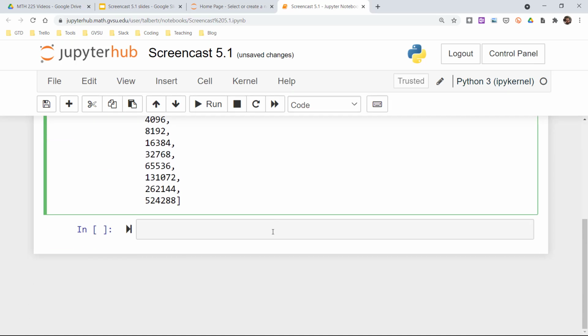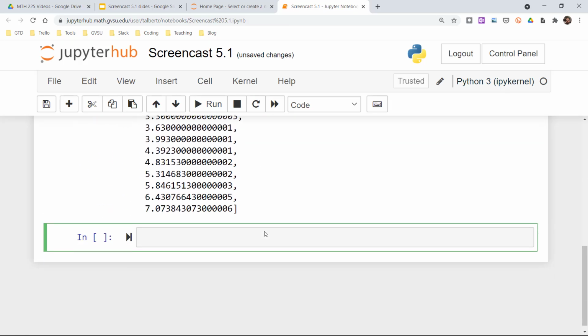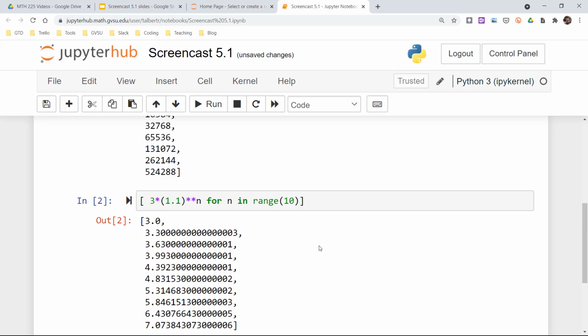Here's another. Bn is the sequence whose nth term is 3 times 1.1 to the nth power. And here are the first 10 terms of that sequence. This shows you that sequences don't have to consist only of integers. However, the indices of a sequence do have to be integers because they are counting the positions of the terms.